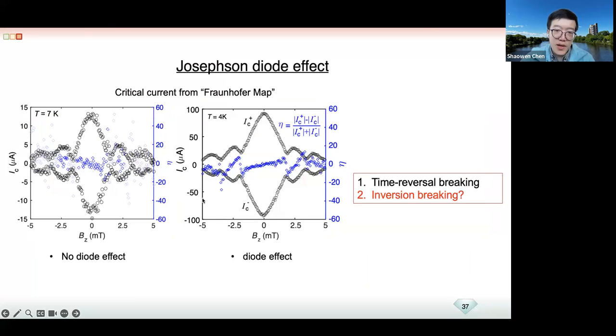So we can look at the transport data I just showed you, the 7 Kelvin and 4 Kelvin data, taking a look at the critical current. In the 7 Kelvin data, the data is a bit noisy, but essentially the critical current is pretty symmetric for positive and negative. Whereas at 4 Kelvin, indeed, you can see the diode effect, which is illustrated by this asymmetric factor of the positive and negative critical current. So the first question is, how do we actually have the inversion symmetry breaking in the junction?